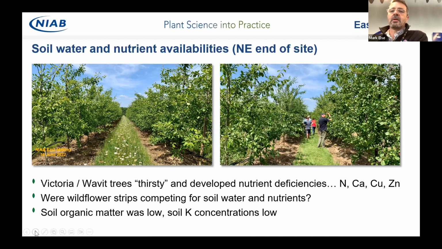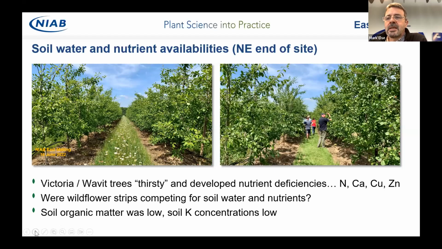And one area we want to investigate further is whether those wildflower strips are competing for essential resources in the soil, such as water and fertilizer. So we placed some sensors under trees with and without the wildflower strips, and we got some indication that the wildflower strips were competing for resources, but nothing conclusive. I think we need to do more work with Michelle and her team to better understand how those beneficial wildflower strips impact the availability of water and fertilizer.